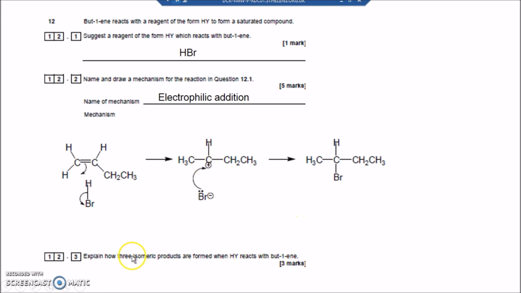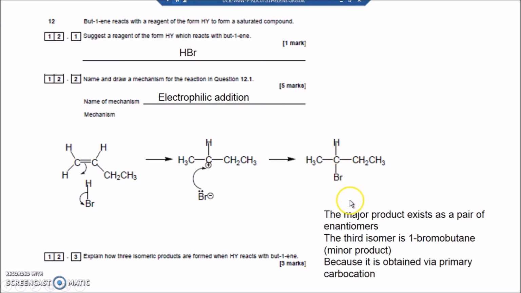Where's the third product going to come from? Well, we've made a chiral carbon here, so these are going to have enantiomers, so this is going to be optically active because that carbon has got 4 different groups attached. So that's your answer. The major product here exists as a pair of enantiomers, and the third one is 1-bromobutane because it's obtained as a minor product when a primary carbocation is formed instead of the secondary carbocation, which is more stable.